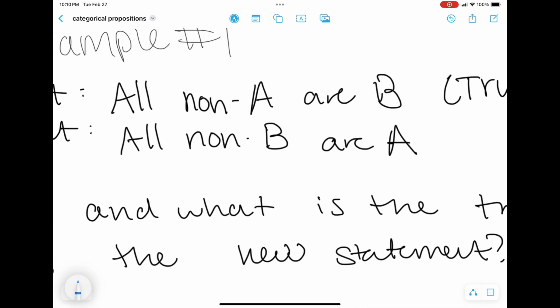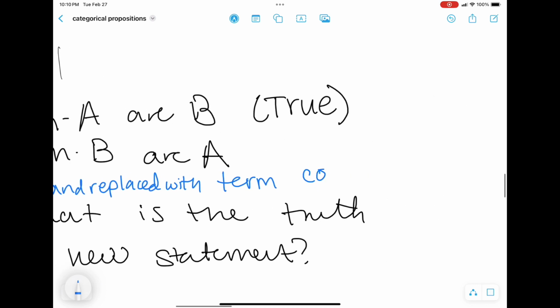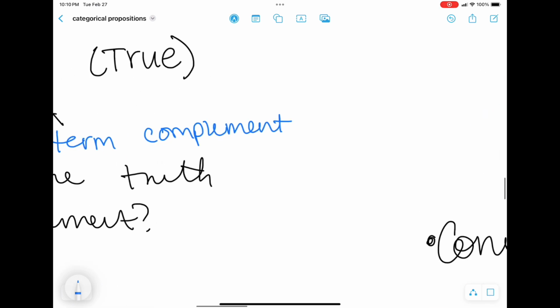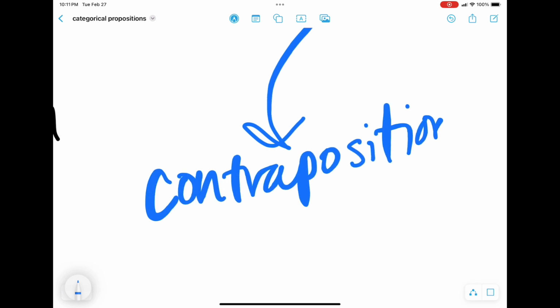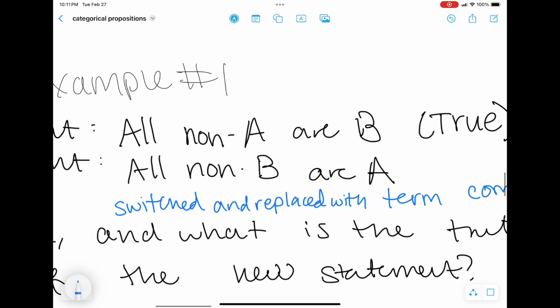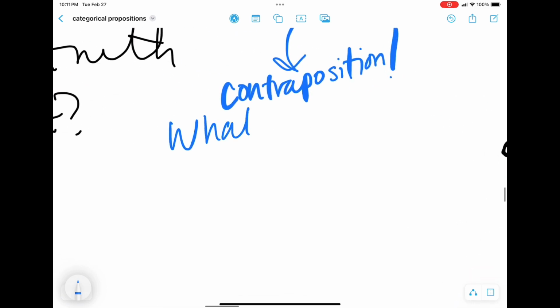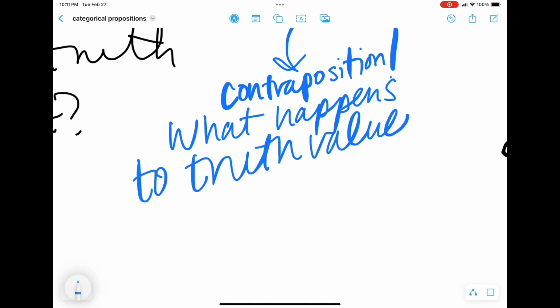So first, let's look at these two statements and let's look at what happened here. It looks like the terms were switched and each of them were replaced with their term complements. What does that mean? Well, that applies to which operation? That is contraposition. When a sentence is contraposed, that means the terms are switched and replaced with their term complements. Non-A switched to the other position and became A. B switched to the other position and became non-B.